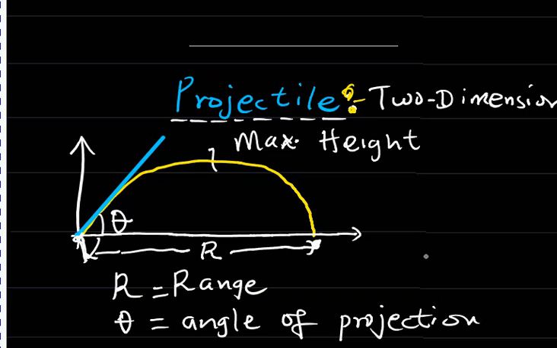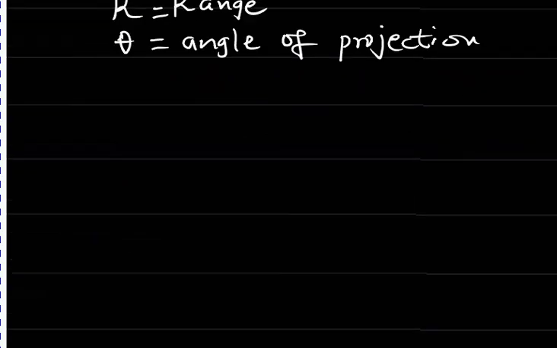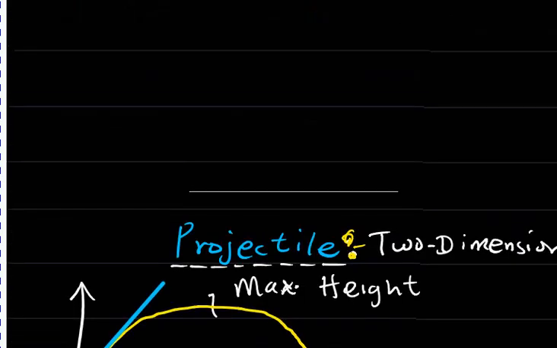I'm very sure that you can give an example of a projectile. One good example of a projectile is a javelin. Please follow me. One good example of a projectile is a javelin.